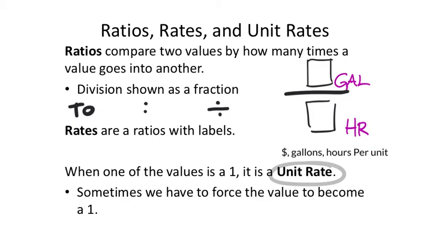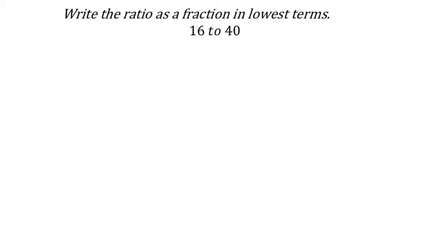Now, if they give us a rate and neither one of the values is a 1, which is going to be common in the assignment, then we will have to force the value to become a 1, which we're going to be doing. And we can do that pretty well with what we've seen already with our principles of equality. Now, here we have a comparison of two values, 16 and 40. And remember, when we see this word "to" right here, it really indicates that we're looking at division, which then tells us that we're going to be making this a fraction.